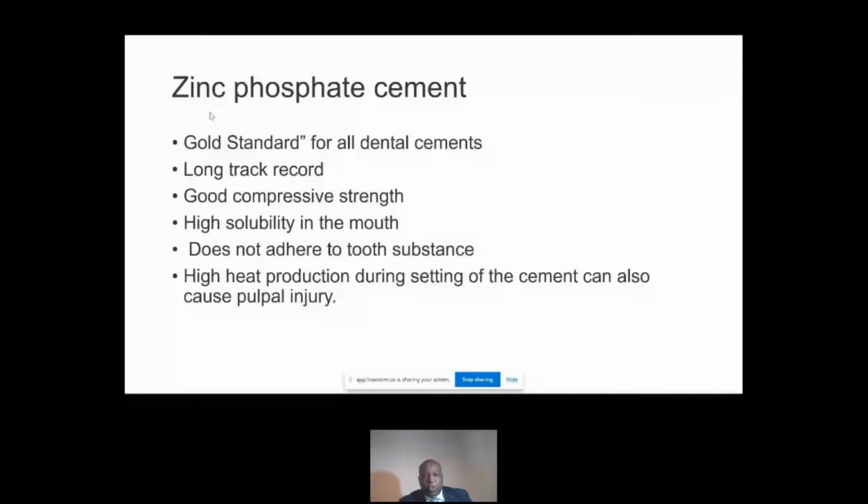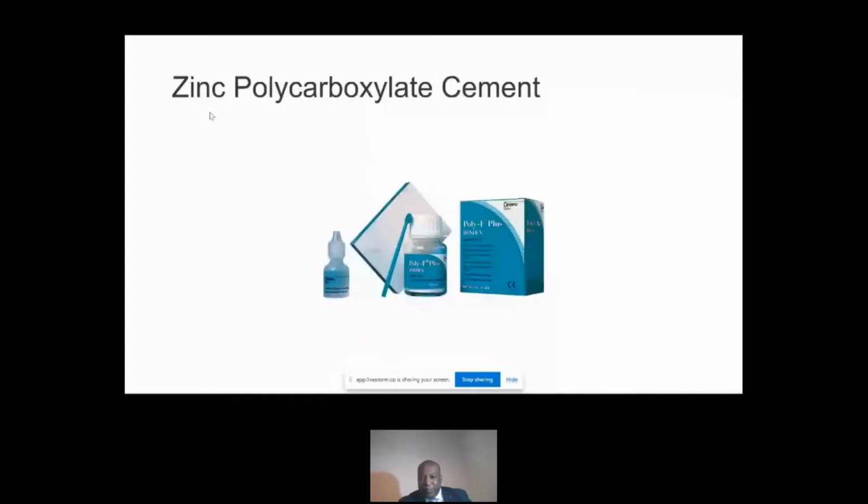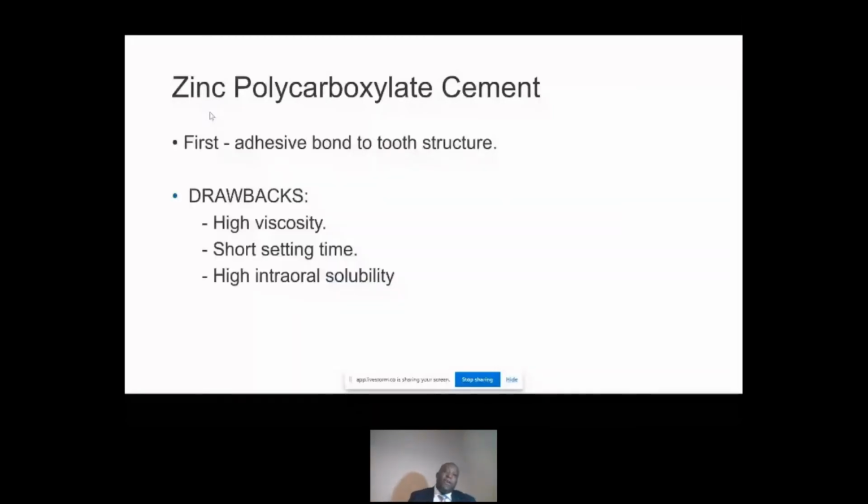And the next one that was produced was zinc polycarboxylate. And when we were in dental school, if we liked the patient, we would use two cements. Poly-F, we thought that this could stick everything, or Panavia, which we will discuss in a few moments. But what are the benefits of zinc polycarboxylate cement? Well, it was the first cement to actually bond to tooth structure. Zinc phosphate doesn't do this. It is just a filler.